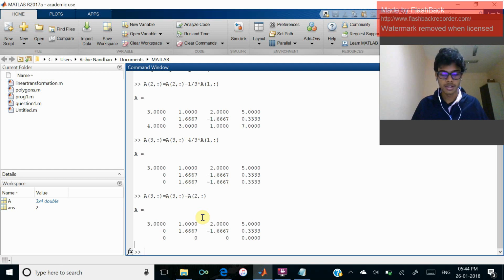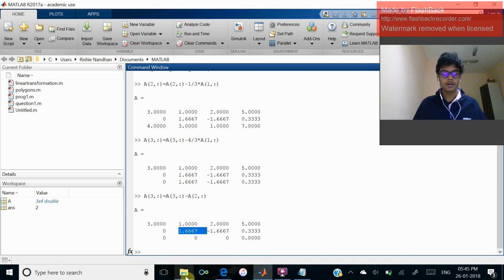Pivot variables are generally the leading non-zero entry of any row. If you see in the first row, 3 is the non-zero leading entry, and in the second row, 1.6667 is the non-zero leading entry, and in the third row, there are no non-zero leading entries. So what are the number of total non-zero leading entries? It's 2, because in the first row the leading non-zero entry is 3, and in the second row the leading non-zero entry is 1.6667, so that makes it 2. So the number of pivot variables in this given matrix is 2.